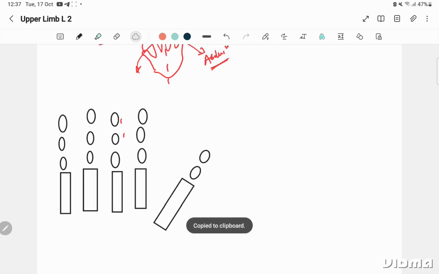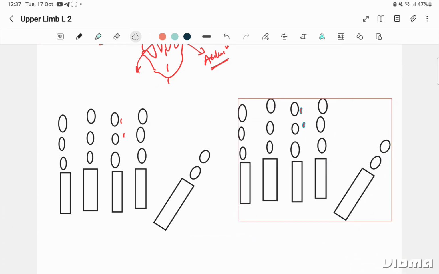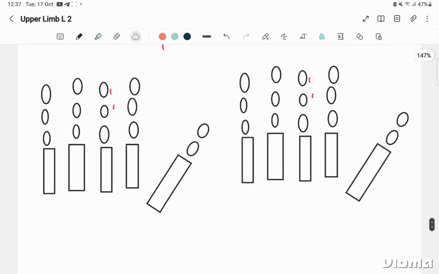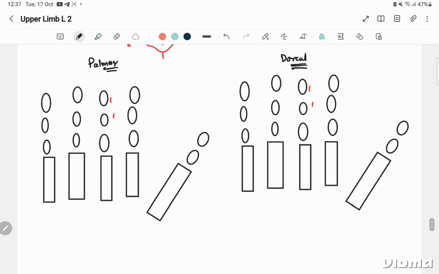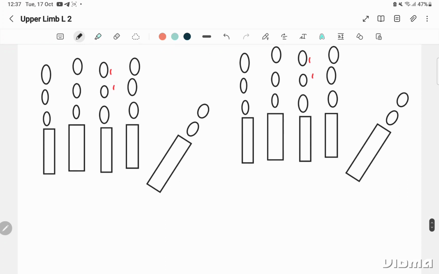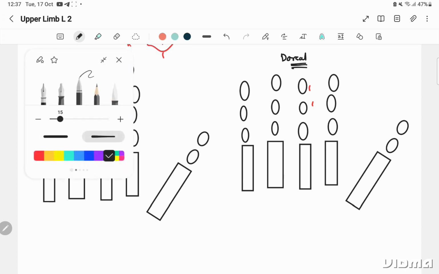You copy this, paste this here. We have to discuss the palmar interossi as well as the dorsal interossi. So this is the palmar and this is the dorsal interossi. We'll discuss both these diagrams. Let's talk about the palmar interossi first. So this is the middle finger. This is the axis.